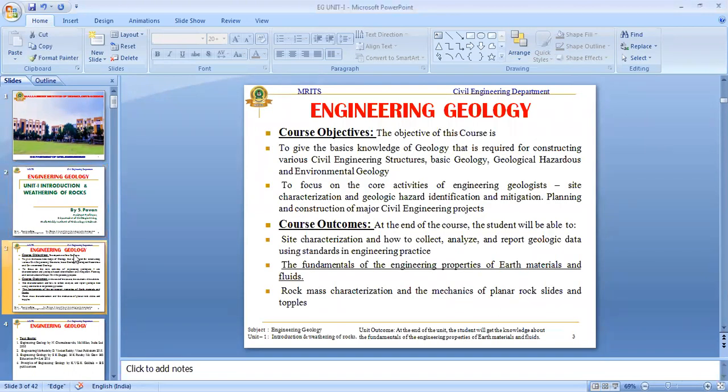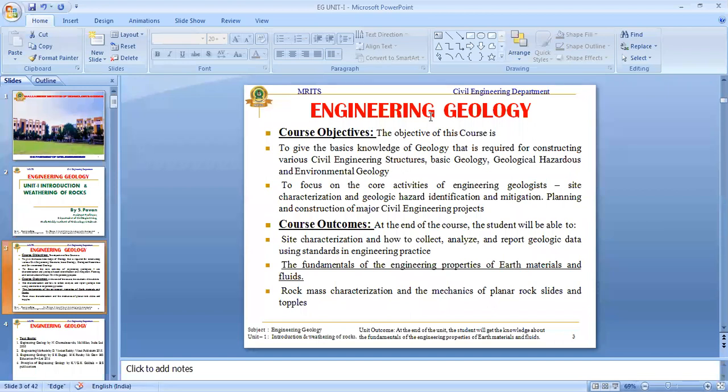So these are the course outcomes and course objectives you are seeing. The course objectives are that it will give the basic knowledge of geology for all types of constructions, including groundwater investigation, as well as to inspect the minerals as well as rocks. So that complete basic knowledge will be given by the engineering geology subject. That is the first course objective, right?